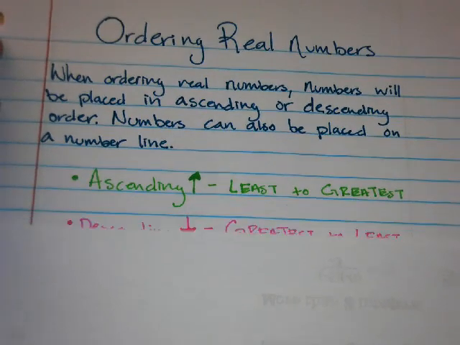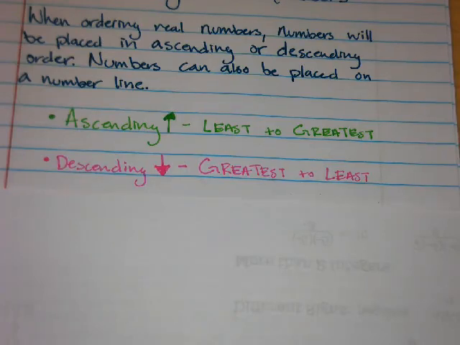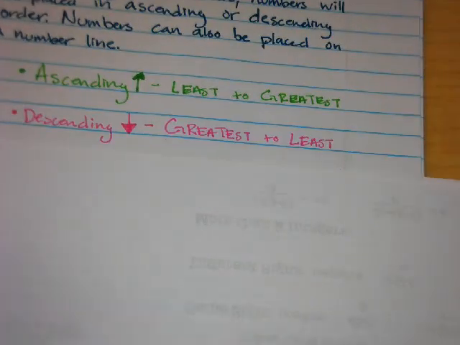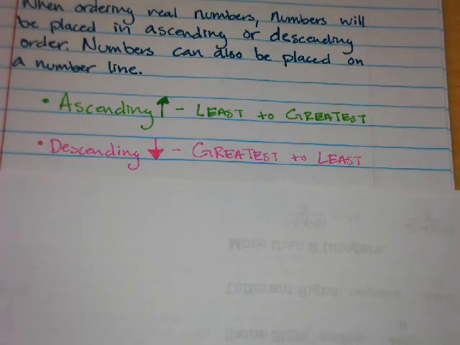Ascending means the numbers are starting from the bottom and going up, which in mathematical terms means we're going from least to greatest. And descending means you're starting at the top and coming down, which is greatest to least. So descending is greatest to least.